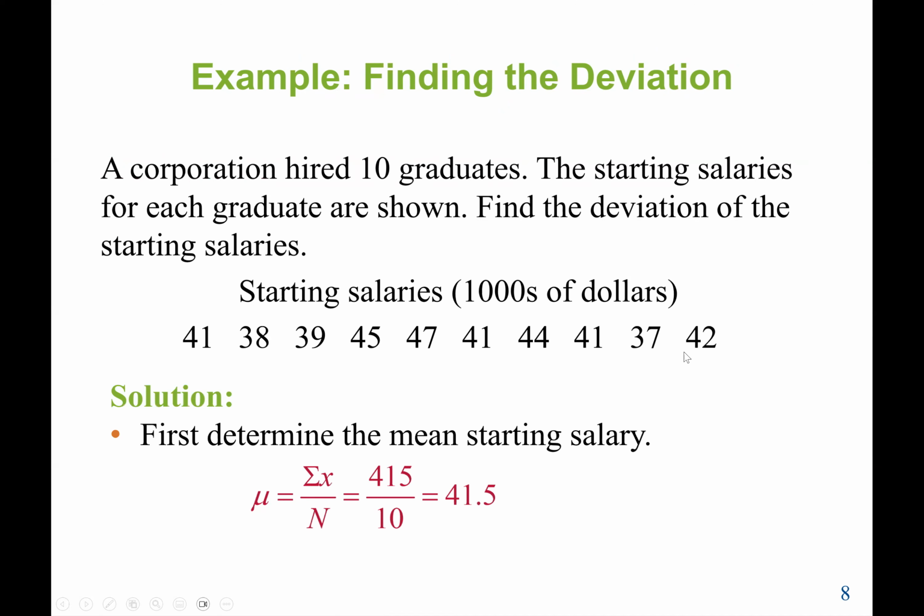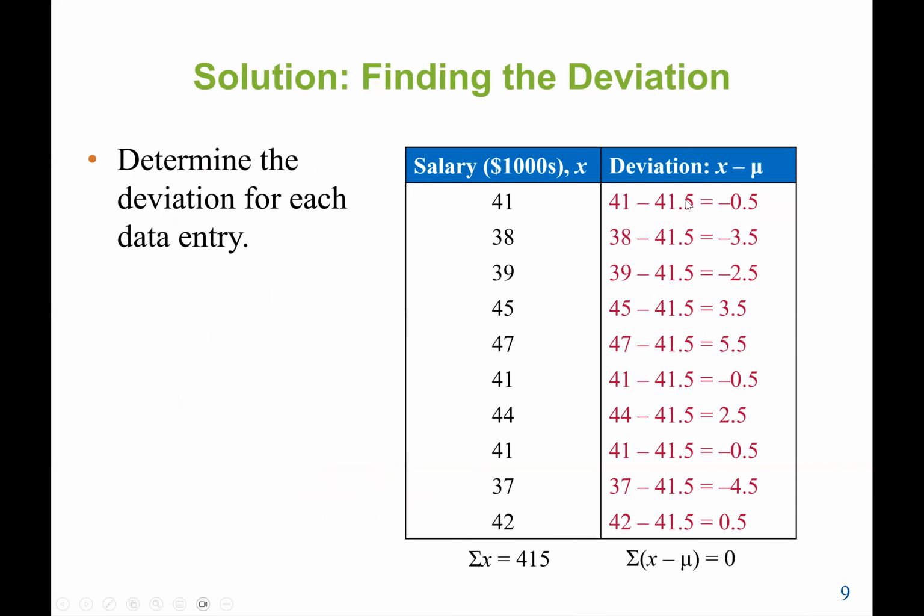We add all the values and divide by 10, that is the number of data entries. And that gives us 41.5. Now we have to subtract 41.5 from each starting salary. And normally, the total deviation of the data set will give us 0, because we know that some of the values will be less than the mean and some of the values will be greater than the mean. So the difference of the two will give us 0.